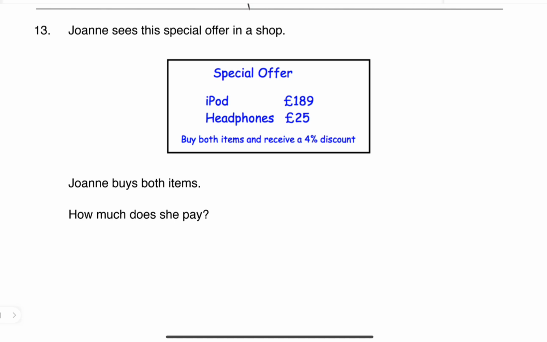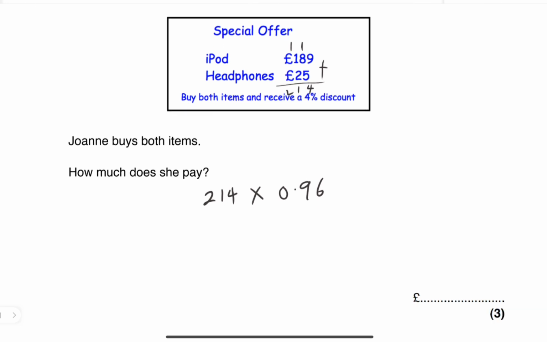So easy. First we add up both items. So 9 plus 5 is 14. 4 here, 1 carried. 8 plus 2 is 10, plus 1, 11. 1 here, 1 here. So that is 214. So 214 times the 4% discount. That is 0.96. So we do 214 times 0.96.